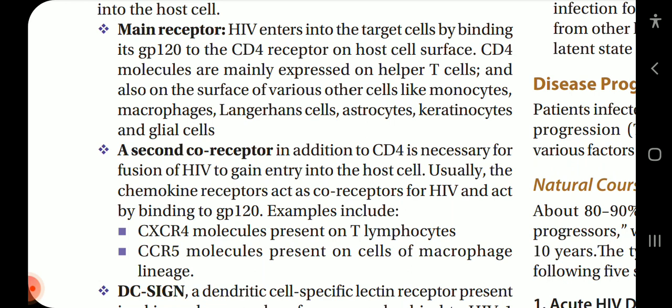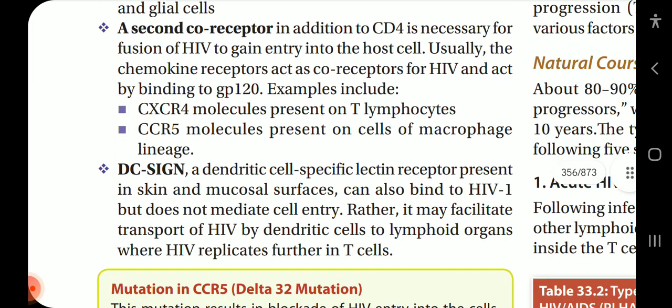A second co-receptor in addition to CD4 is necessary for fusion of HIV to gain entry into the host cell. Usually, the chemokine receptors act as co-receptors for HIV and act by binding to GP120. Examples include CXCR4 molecules present on T lymphocytes and CCR5 molecules present on cells of the macrophage lineage.